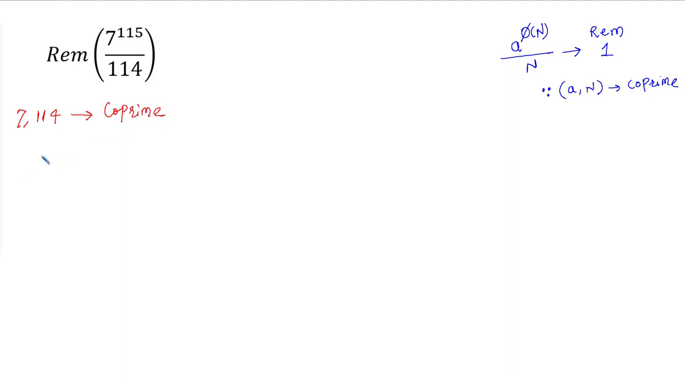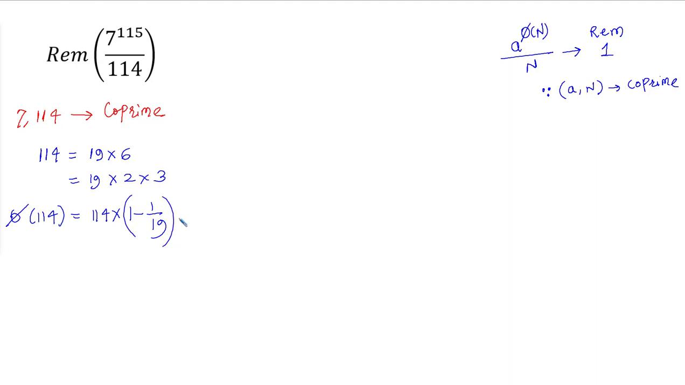So now we are dividing it by 114, so let's prime factorize 114 and find its Euler. 114 is going to be 19 into 6, that is equal to 19 into 2 into 3. So the Euler of 114 is going to be how much? Look at 114 into 1 minus 1 by 19, into 1 minus 1 by 2, into 1 minus 1 by 3.